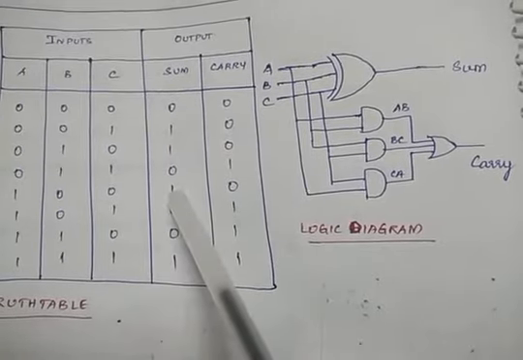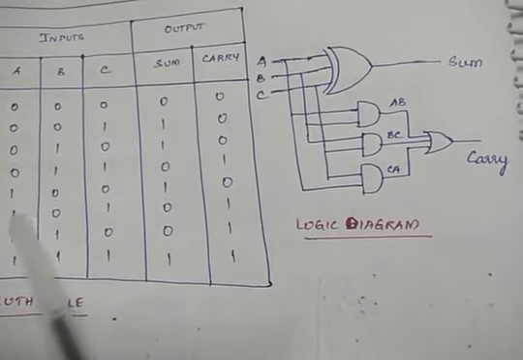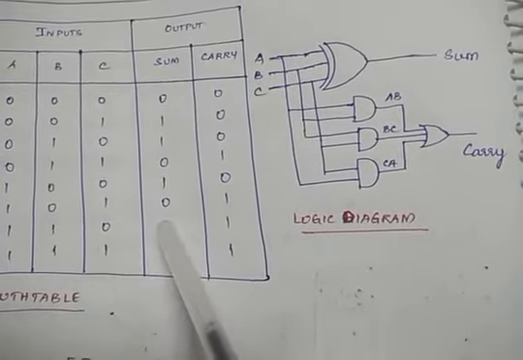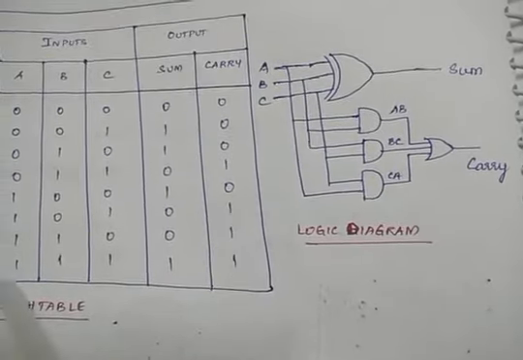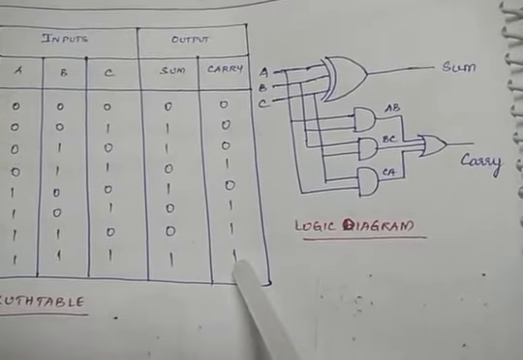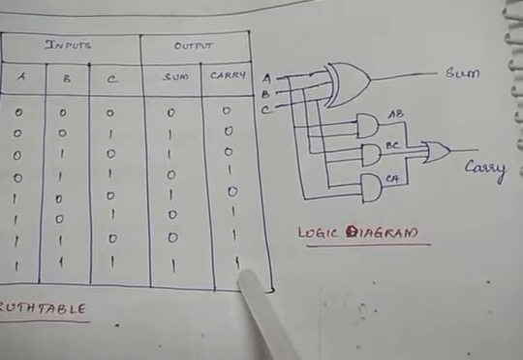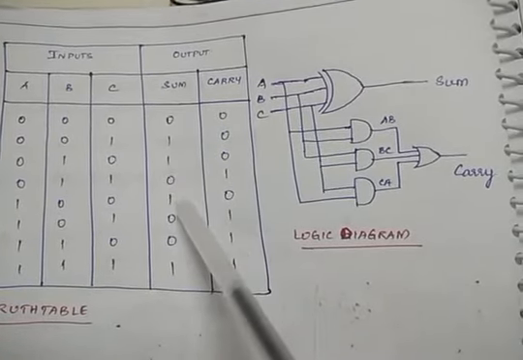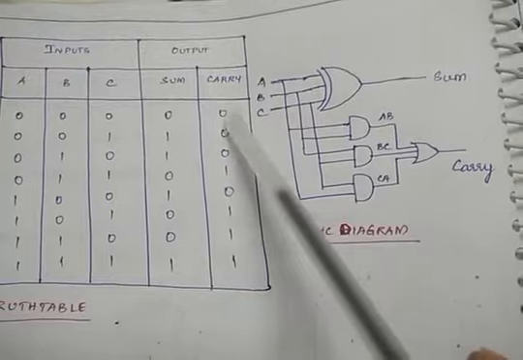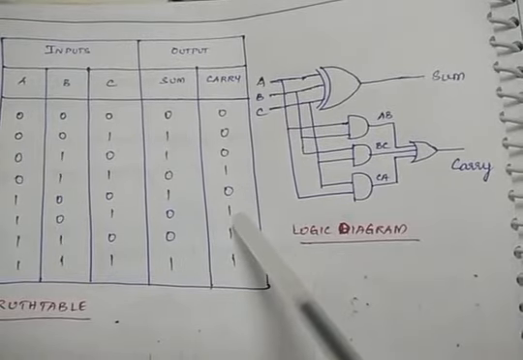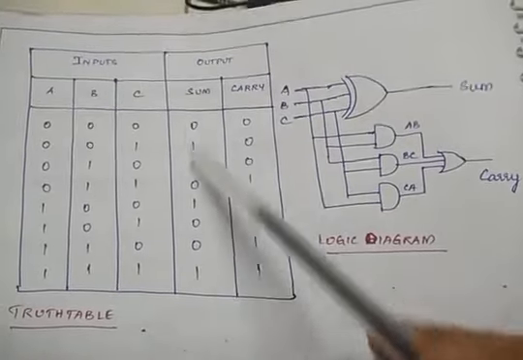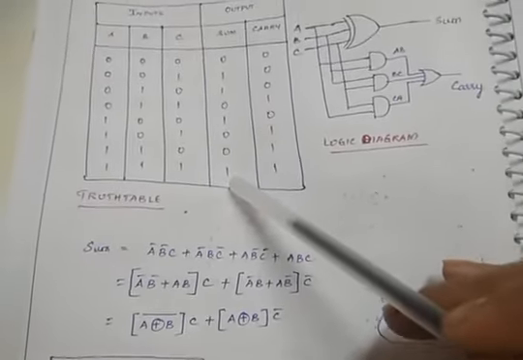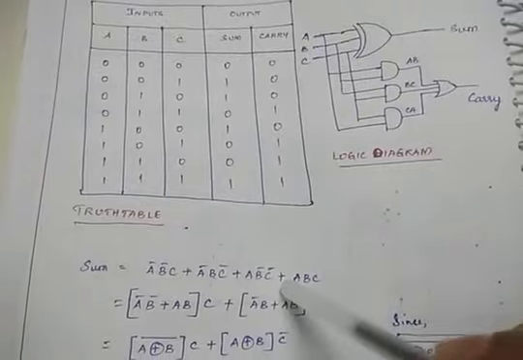1 0 0 means sum is 1, carry is 0. 1 0 1 means sum is 0, carry will be 1. 1 1 0 means sum is 0, carry will be 1. And 1 1 1 means sum is 1, carry is also 1. Now I have the sum values: 0, 1, 1, 0, 1, 0, 0, 1. And the carry values: 0, 0, 0, 1, 0, 1, 1, 1. According to this we can write the expression. Just see this table and this expression.